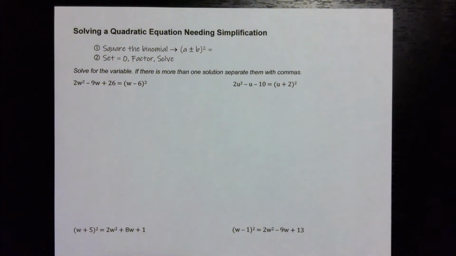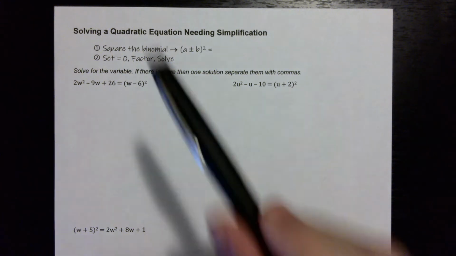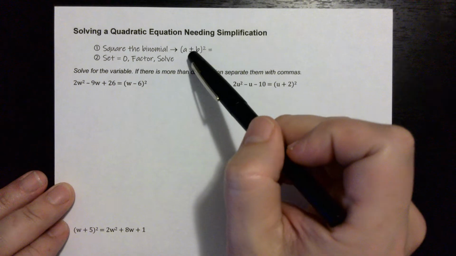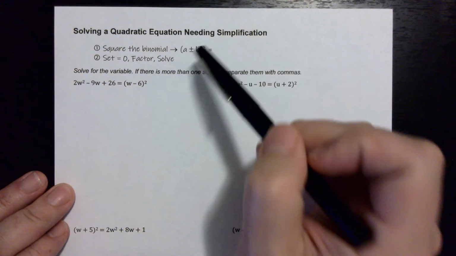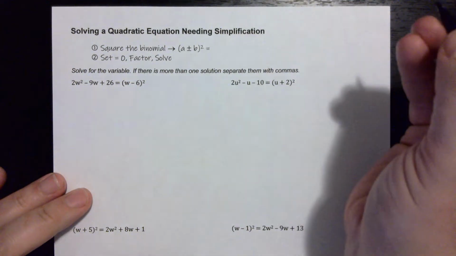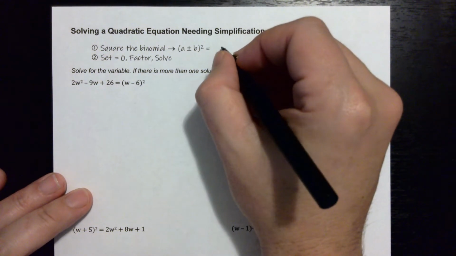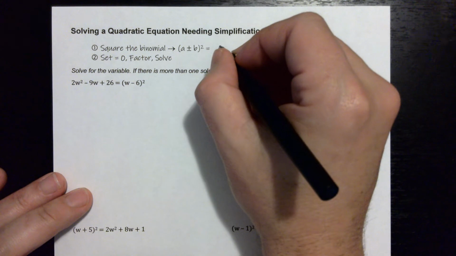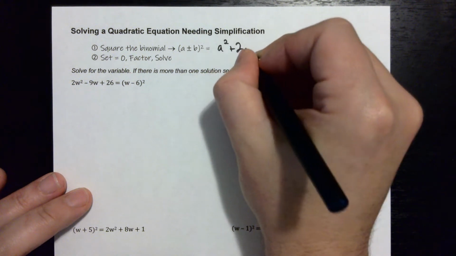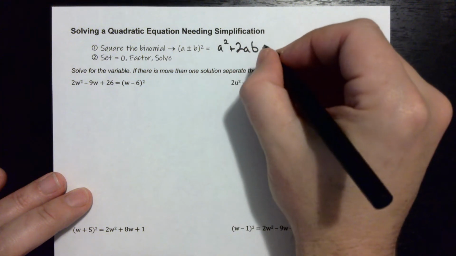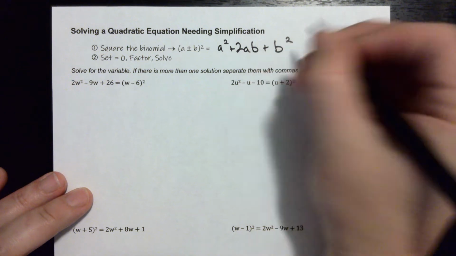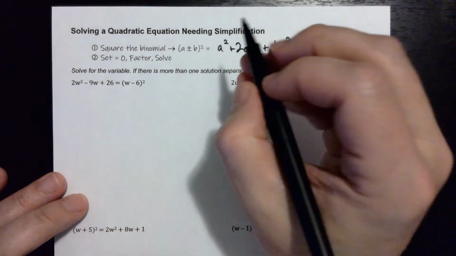Okay, in this video, we're going to be looking at solving a quadratic equation that needs simplification. Specifically, we're going to have a term that's being squared somewhere in the problem. So this is (a plus b) squared. And remember, if you have a plus or minus b squared, you have to simplify it all out. So you get a squared plus 2ab plus b squared. Okay, that would be (a plus b) squared.